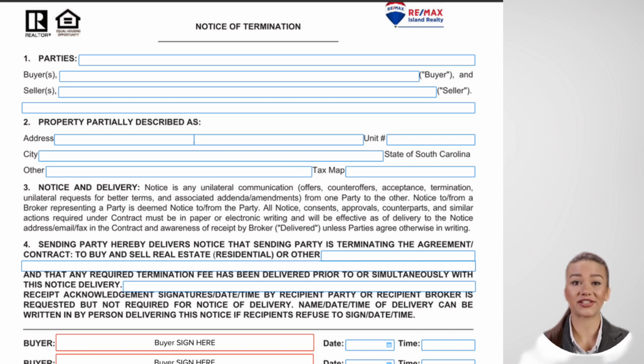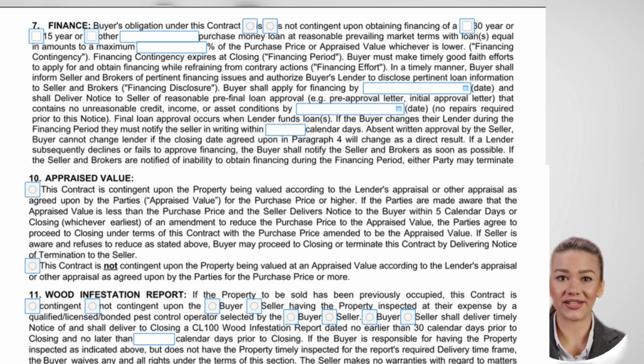Also, remember, the termination fee is only owed if the buyer is terminating the contract for due diligence. If the contract needs to be terminated for any other contingency, the fee is not owed. An example of this would be financing or CL 100.